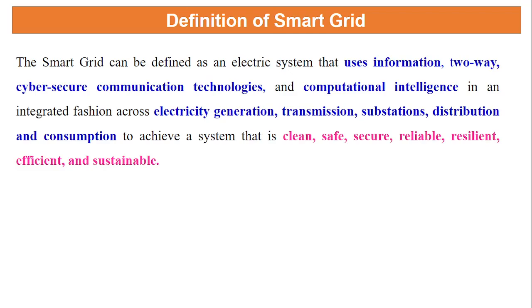The definition of smart grid. Here you can see the definition of smart grid: it uses information, two-way communication and cyber-secure communication technologies, and computational intelligence in an integrated fashion across electricity generation, transmission, substation, distribution and consumption to achieve a system that is clean, safe, secure, reliable, resilient, efficient and sustainable. So what is the meaning of the above passage? It looks like some definition.